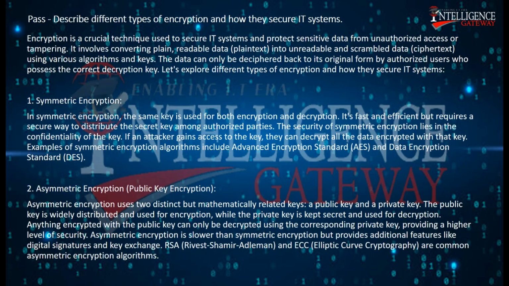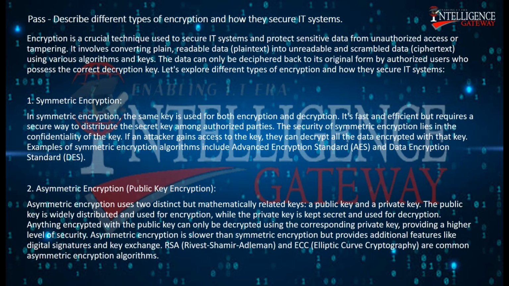Encryption is a crucial technique used to secure IT systems and protect sensitive data from unauthorized access or tampering. It involves converting plain, readable data (plain text) into unreadable and scrambled data (ciphertext) using various algorithms and keys. The data can only be deciphered back to its original form by authorized users who possess the correct decryption key. Let's explore different types of encryption and how they secure IT systems.